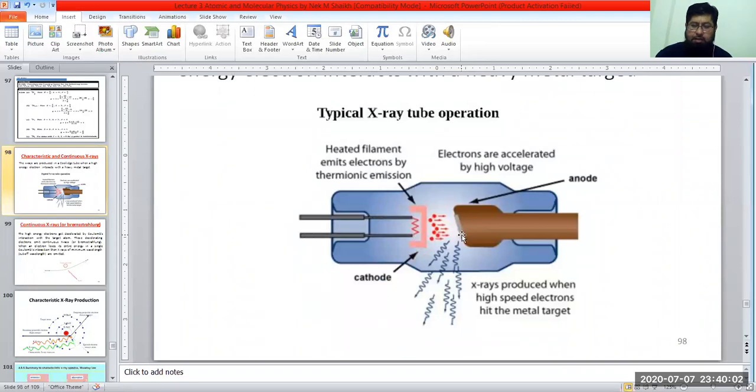When the electron is emitted out from the filament, from the cathode, the filament heats up the cathode. As a result, the electrons are emitted out from the cathode. So these electrons strike the target material, the anode.